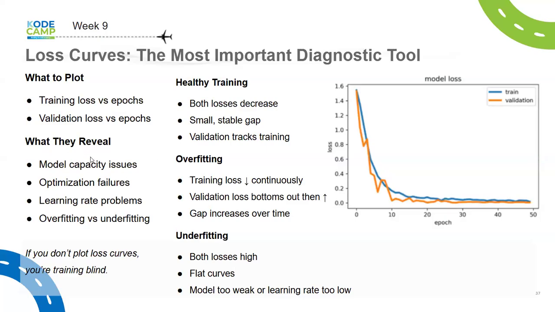And the solution is for you to increase the capacity or change the model architecture, the model type, right? You also have flat curves. The model is too weak or the learning rate is too low.